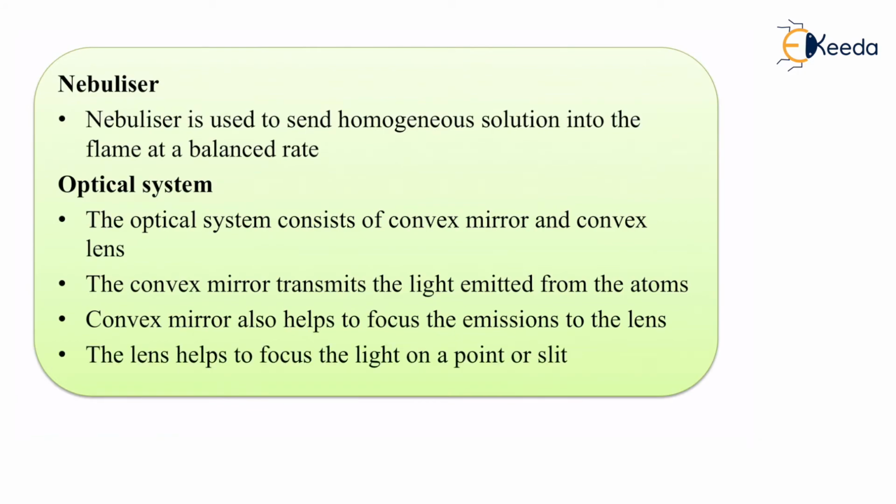The lens helps to focus the light on a point or on a slit. So this entire thing, focusing the emissions on a particular point or on a slit, is done by the optical system. So the first part was the source of the flame, the second was the nebulizer, and the third is the optical system.